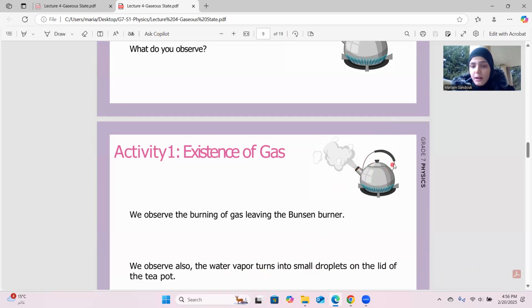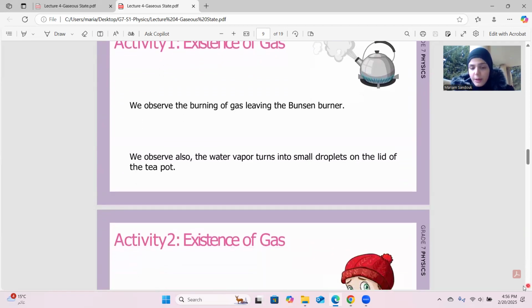I mean the lid of the tea kettle. Okay, I observe water vapor as small droplets on the lid from inside if I open this lid. Okay, now we can conclude that air exists because we saw water vapor on the lid of the kettle.